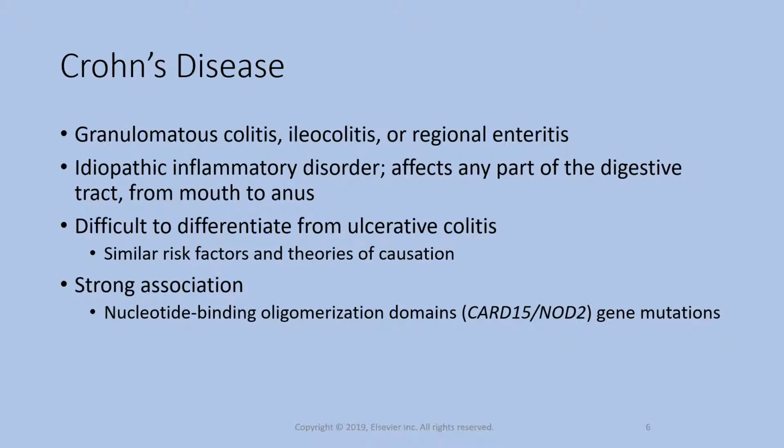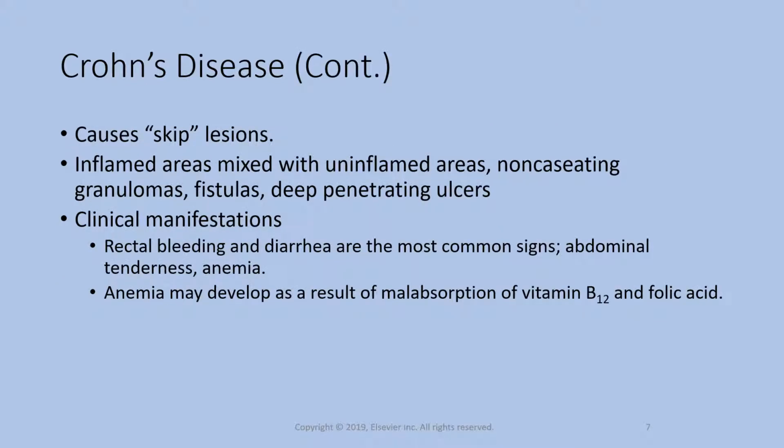Crohn's disease is a granulomatous colitis, ileocolitis, or regional enteritis. It is an idiopathic inflammatory disorder that affects any part of the digestive tract from mouth to anus. It is difficult to differentiate from ulcerative colitis, with similar risk factors and theories of causation, and a strong association with particular genetic mutations. It causes skip lesions, not continuous, with inflamed areas mixed with uninflamed areas. Non-caseous granulomas, which we talked about in immunology.